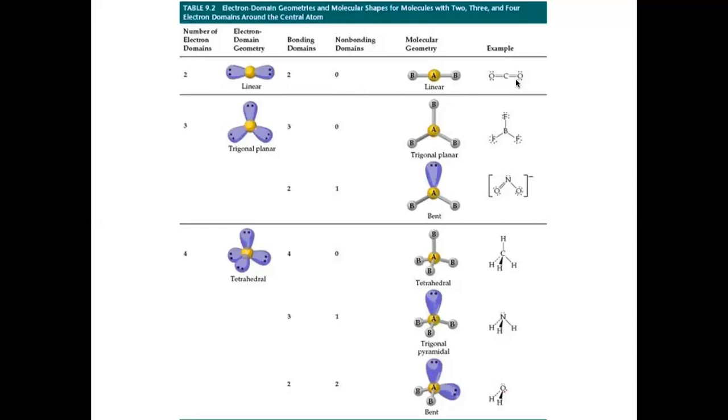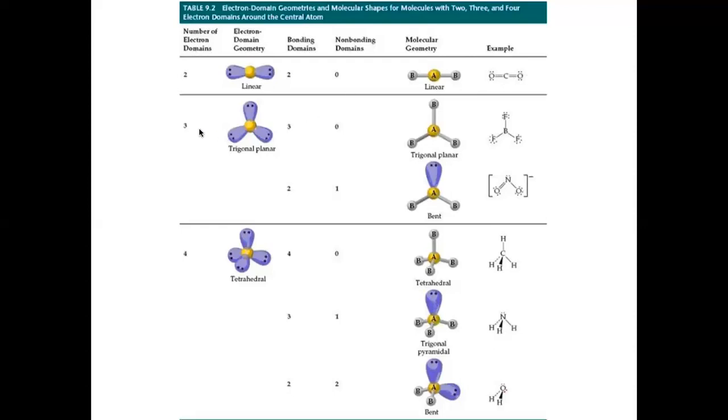An example is carbon dioxide. We have this central carbon atom here, and we have these two oxygen atoms. And you can see that these electrons are very, very far apart from each other. This linear conformation is a way that we keep these bonding electrons apart.